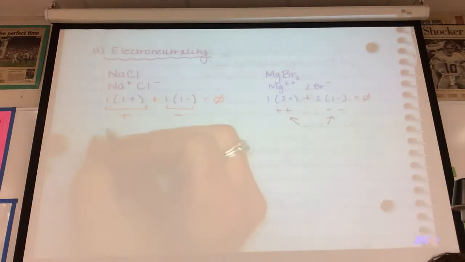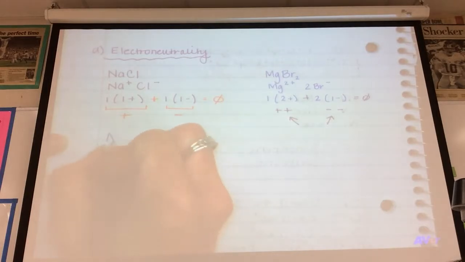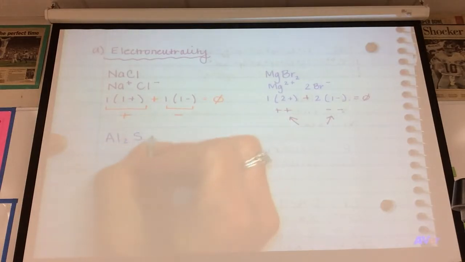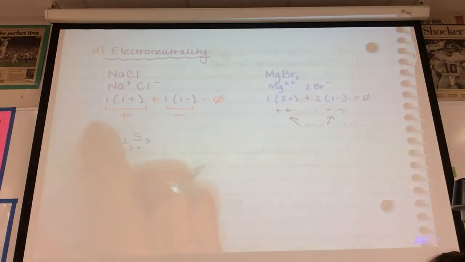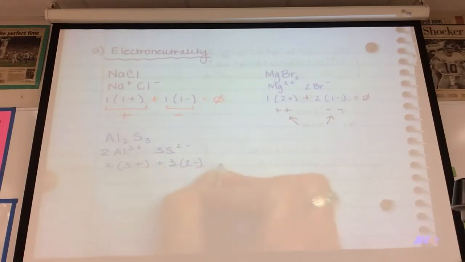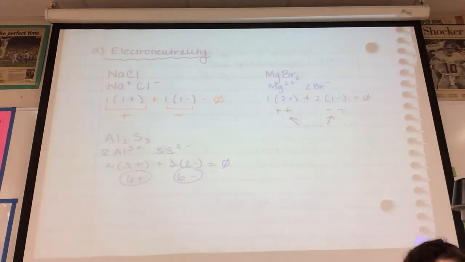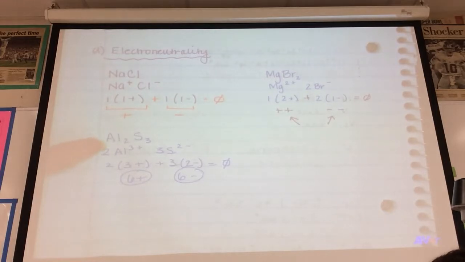And then finally you could have something like this, aluminum sulfide, where you have 2 aluminum ions. I don't want you to be able to do all this yet. I just want you to see that the sum of the charges is 0. And 3 sulfide ions. So we have 2 3+ and 3 2- for a net of 0. So we have 6+ and 6-. That's electroneutrality. In a compound which is electrically neutral, you have the same number of positive as you do negative.